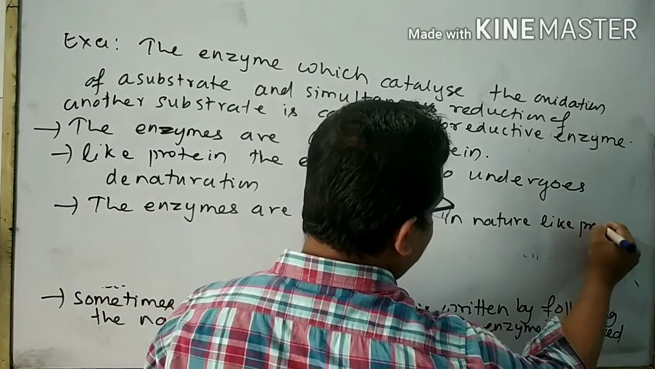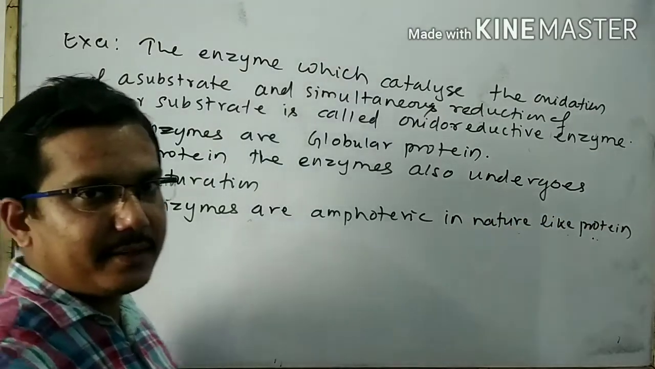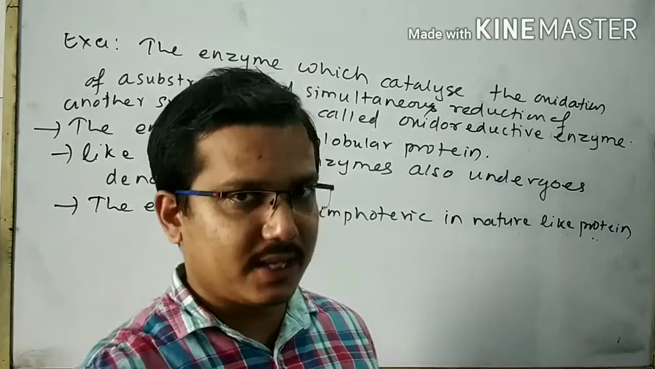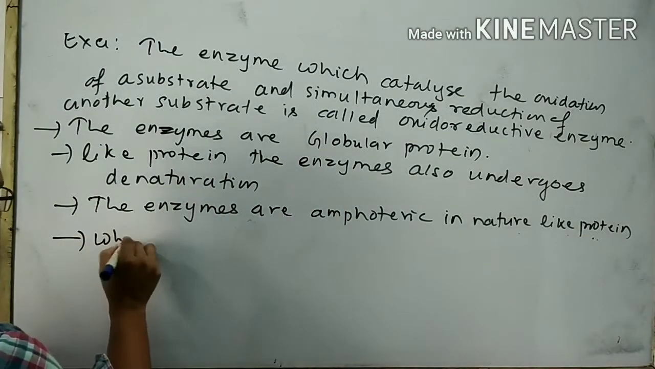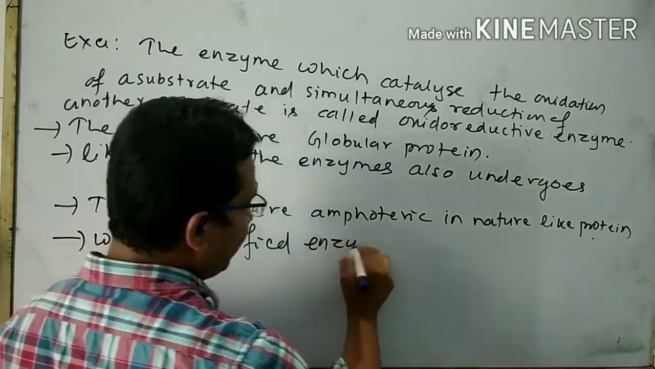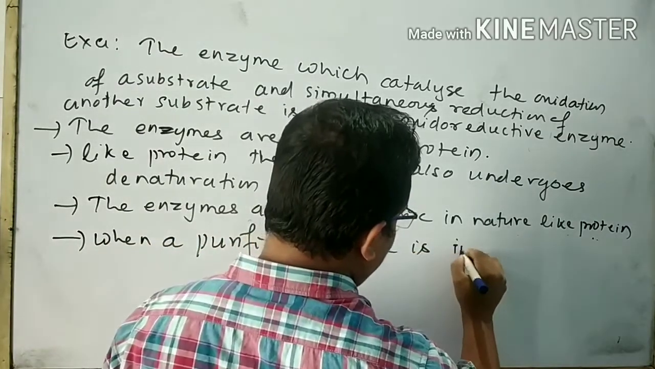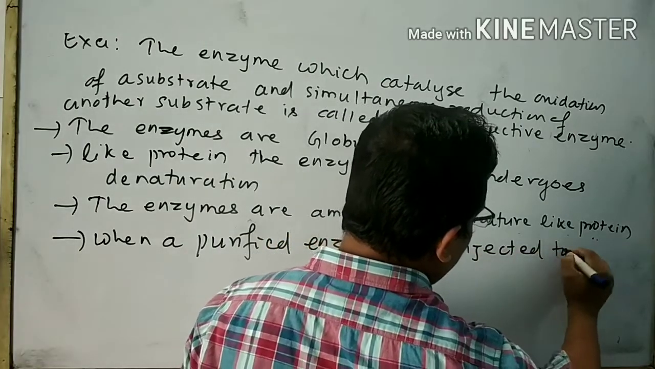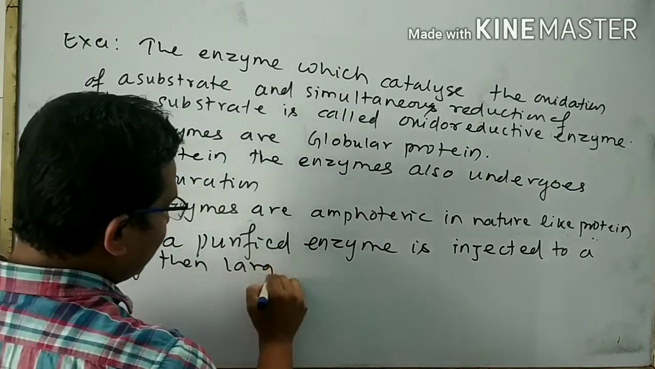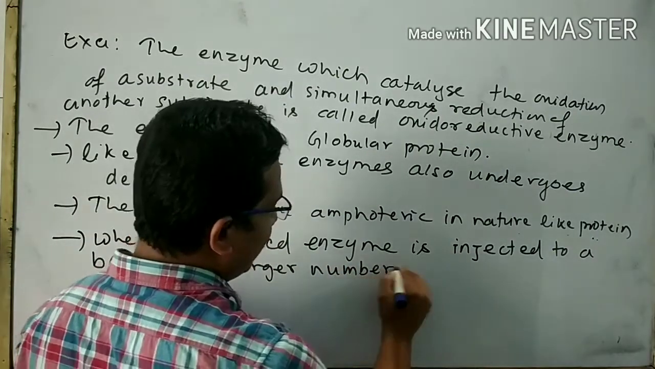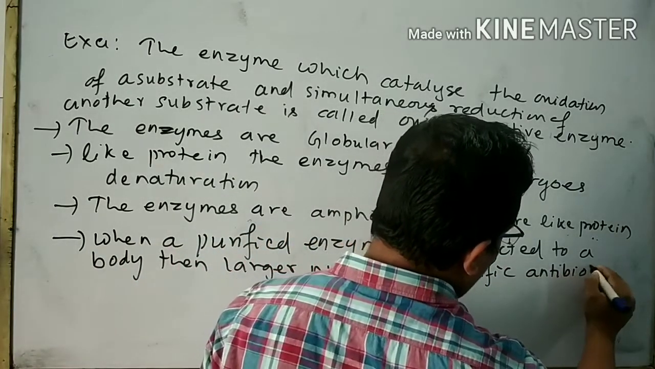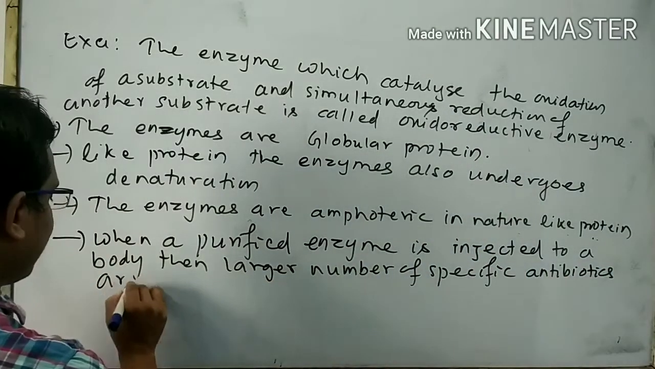When an enzyme is injected into a body, then a large number of specific antibodies are produced. So we can write: when a purified enzyme is injected into a body, then a large number of specific antibodies are formed.